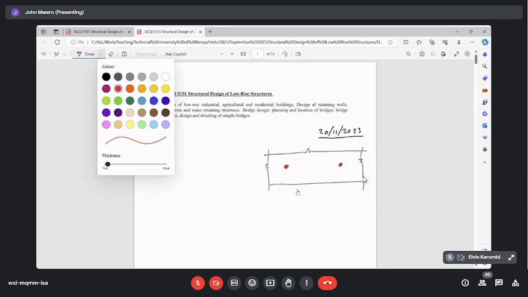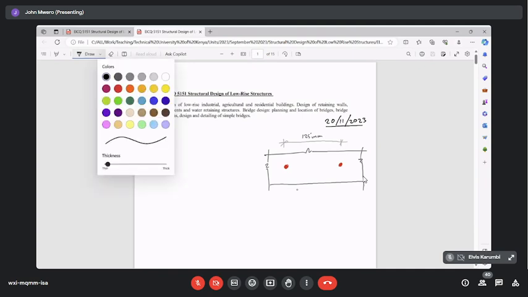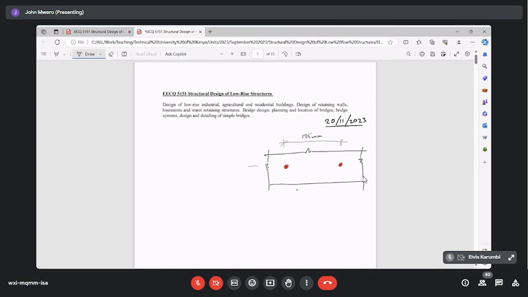From the question, we have been told that the spacing of this reinforcement is 125. We put the date as 20th, 11, 2023. And we have also been given this dimension here, from where the reinforcement is to the edge that we are interested to check the cracking. This is the concrete cover, which we have been given as 50 millimeters.